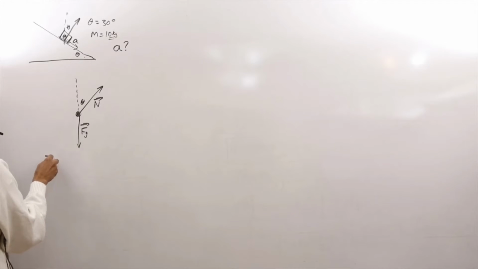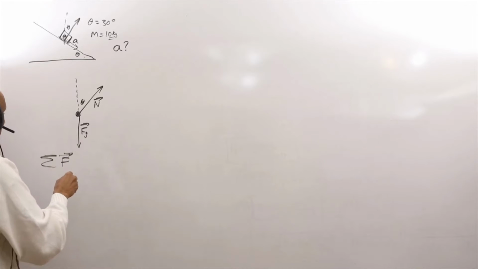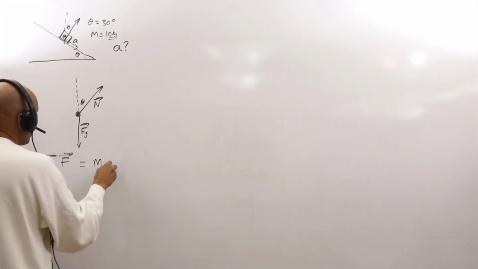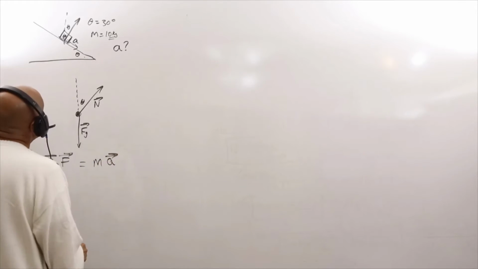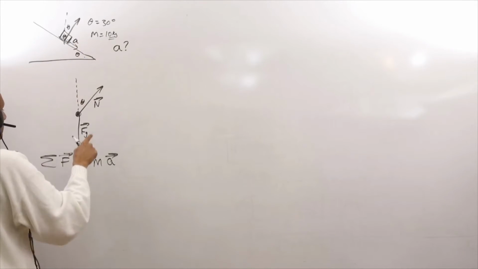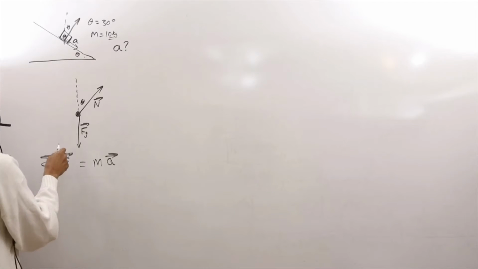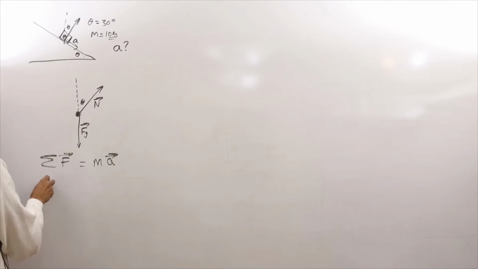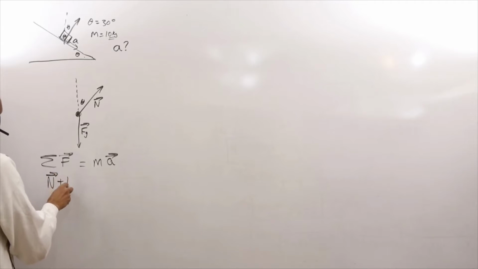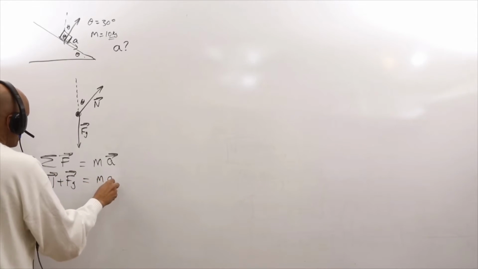So I'll write that as the sum of all forces acting on this object is equal to mass times the acceleration of this object. Notice a is the acceleration down, it's the magnitude, but this is the vector a. Then we substitute all the forces in. So here is the normal force plus the force of gravity is equal to mass times acceleration.